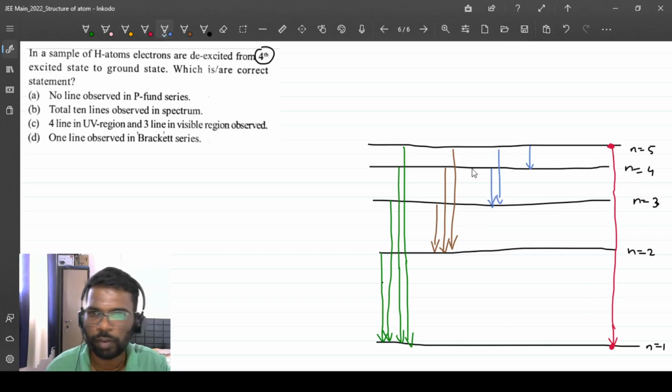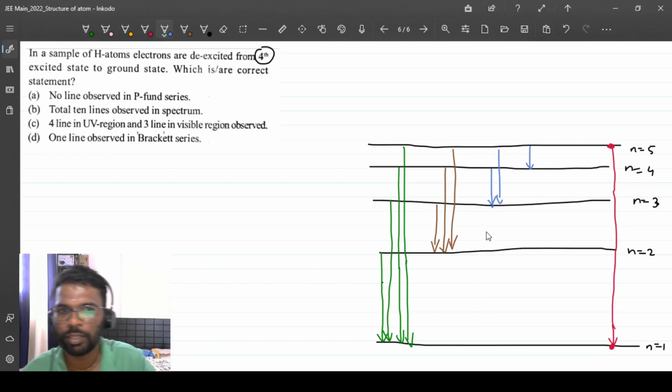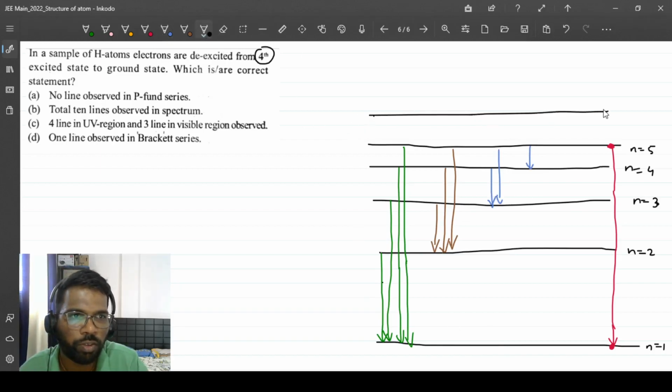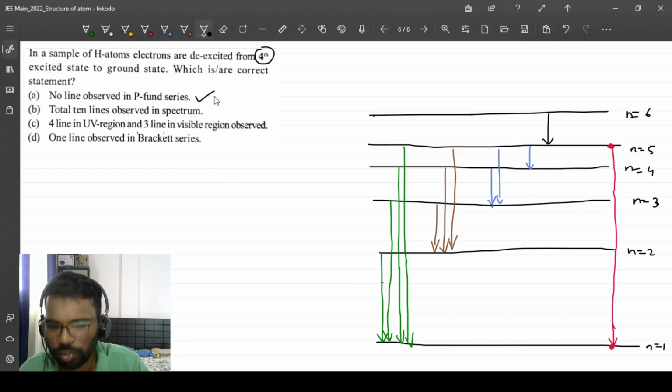One, two, three, four, five. Fourth excited state to this. So no line is observed in the Pfund series. This is what the first statement is. This is Lyman, Balmer, Paschen, Brackett, and the Pfund series starts from here, n is equal to 6. But anyway, the electron is jumping from n is equal to 5, so there is no line which is observed in the Pfund series. This is true, right?